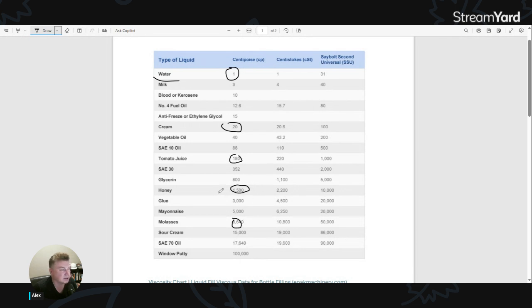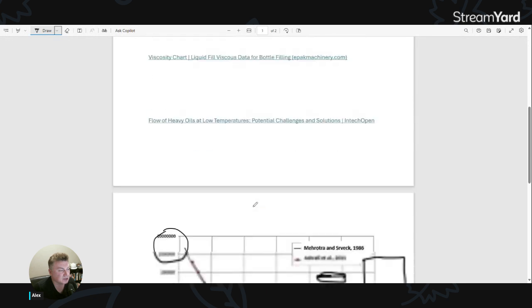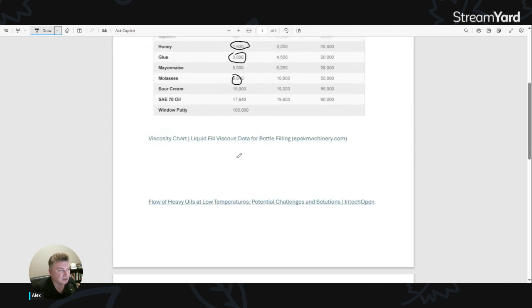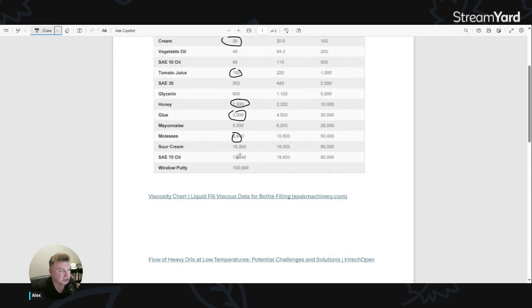Let's take a look at something relatable, somewhere between honey and glue. 1500 centipoise is honey, 3000 centipoise is glue. So let's look at this table. 1500 is about here, and 3000 is about here. That's a very critical point where the quality of the viscosity drainage, the flow, could be very gluey at 3000 centipoise, and not as viscous, I would say, when it comes to honey.